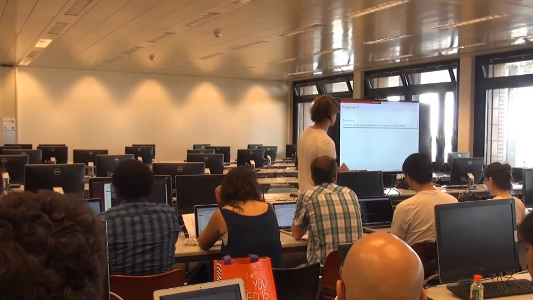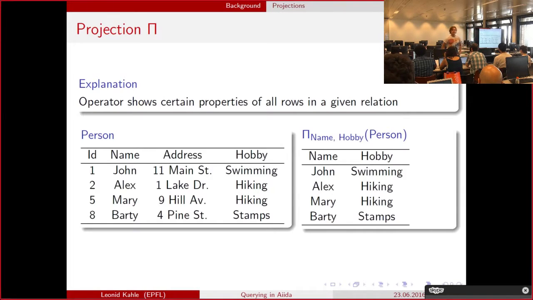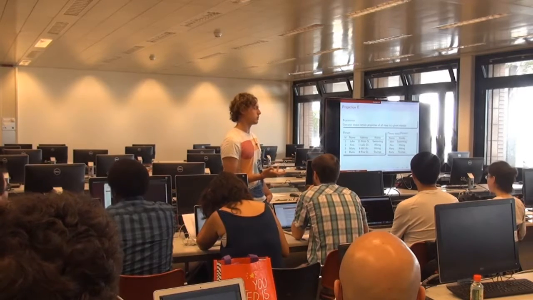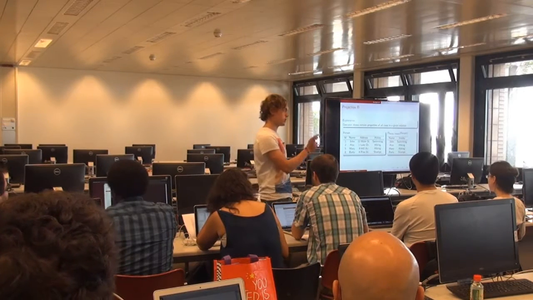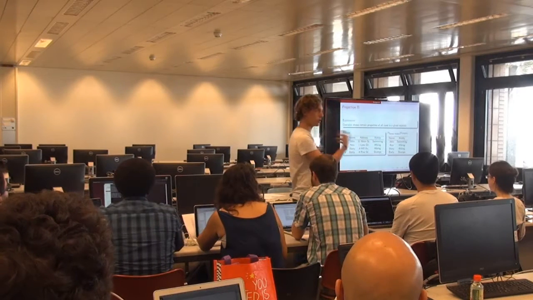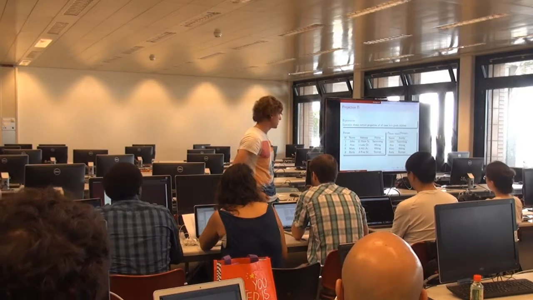Projections are defined as showing you certain properties of all rows in a given relation. I'll just give you an example. Let's say you have persons, and a person is a relation that has certain properties. The person has a name and an address and maybe a favorite hobby. If you're only interested in the name and the hobby, that's what we call a projection. So you limit the number of columns in this table representation, and you only get the properties that you actually want. This is what a projection is, okay? It's important to remember this.